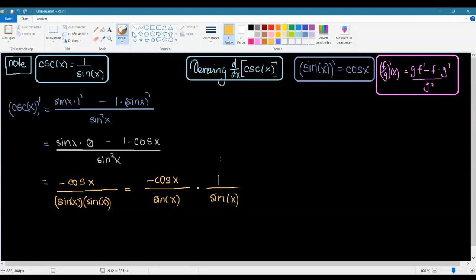And now we can see some trig identities. Now we can see that this right here is negative cotangent x. We know that tan is sine over cosine, so we know that cotan is cosine over sine. Well, there's a negative in there, but it applies nonetheless, of course. And then we know that 1 over sine is actually cosecant x. So we end up with negative cotangent x times cosecant x. And that is the derivative of cosecant x.